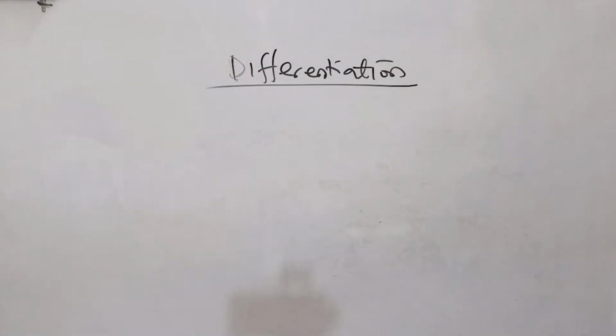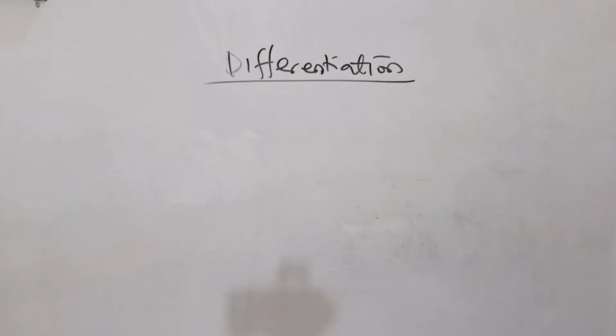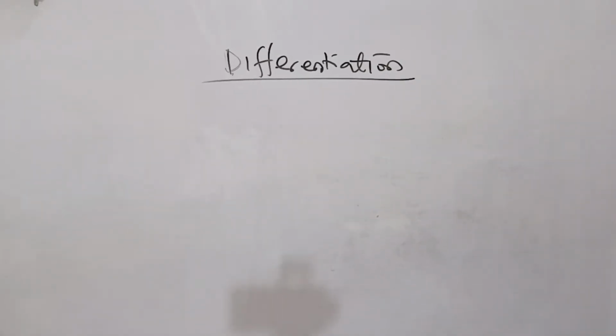So what is differentiation? Of course, calculus is divided into two. We have the integral calculus and we have the differential calculus. The differential calculus is otherwise known as differentiation, while the integral calculus is otherwise known as integration. So what is differentiation? The process of finding the derivative of a function is called differentiation. That is, if you want to find the derivative of a function, you are simply saying that you want to differentiate that function.